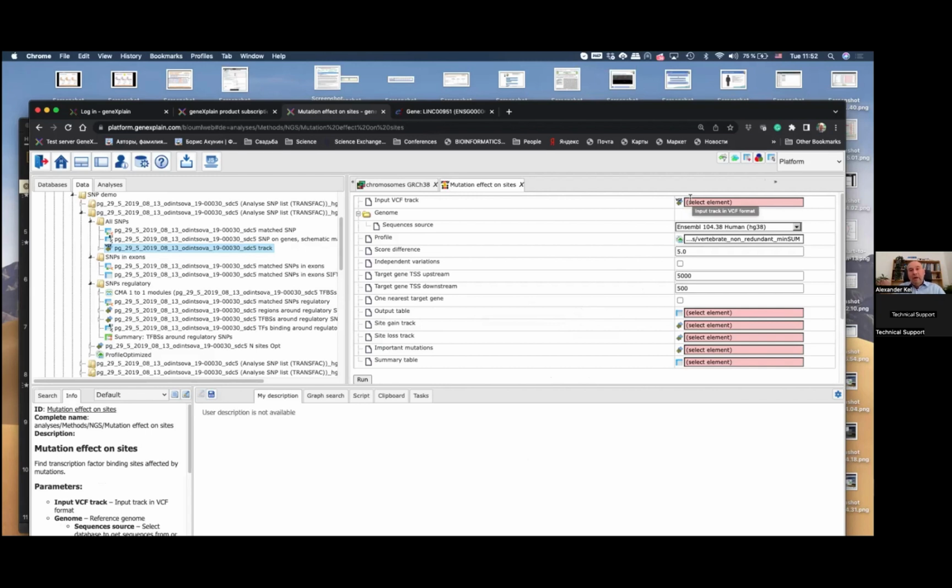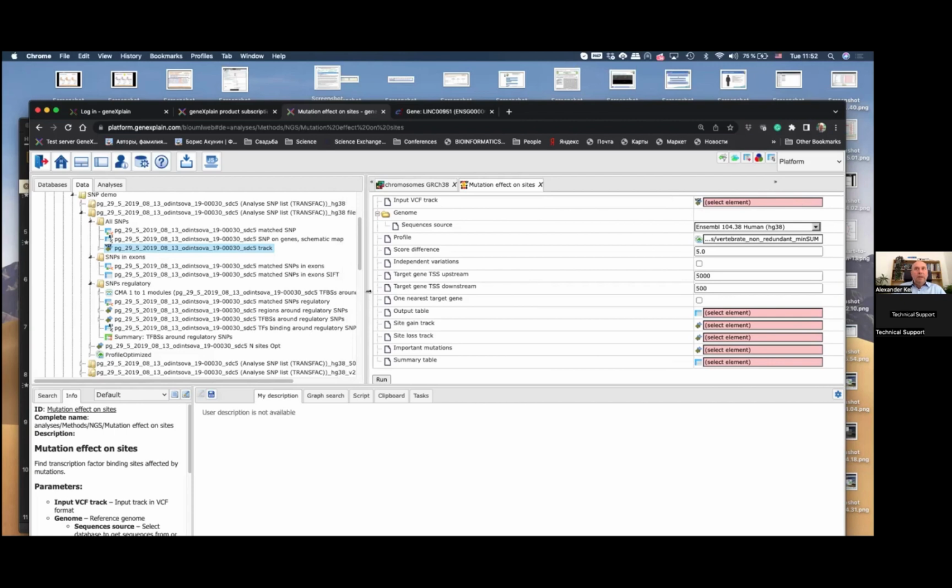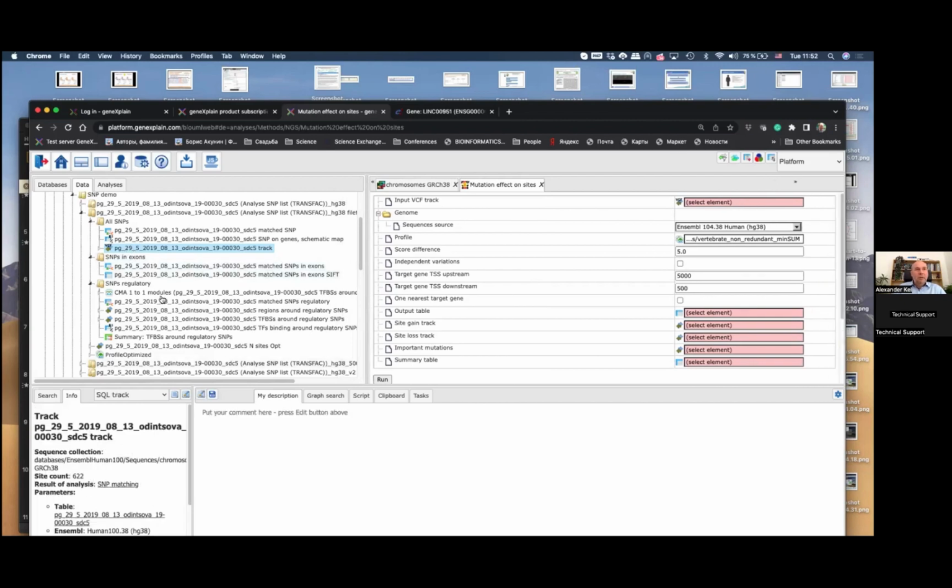Or if you have your track already before, you can upload it into the system directly as a VCF file, as I said, and we have several videos on how to do that. You can have a look at our website for the videos. But now we have this track. It's here. This is our mutation.